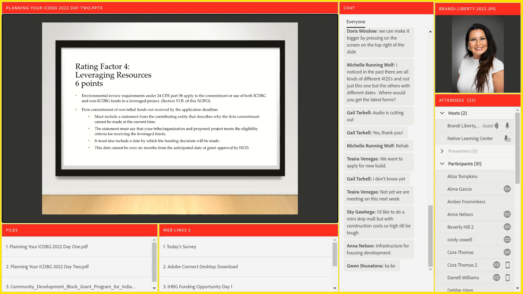Applicants are reminded that environmental review requirements under 24 CFR Part 58 do apply to the commitment or use of both the ICDBG and non-ICDBG funds in a leveraged project.